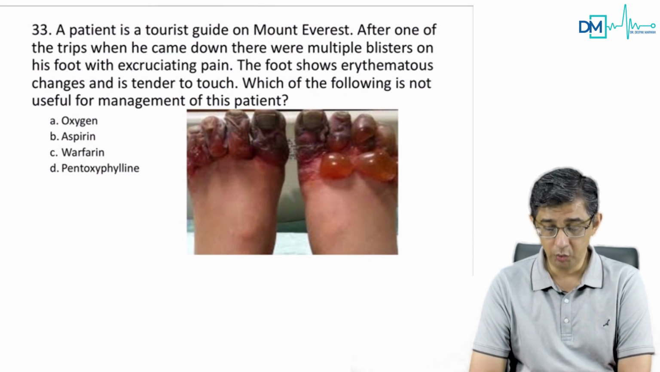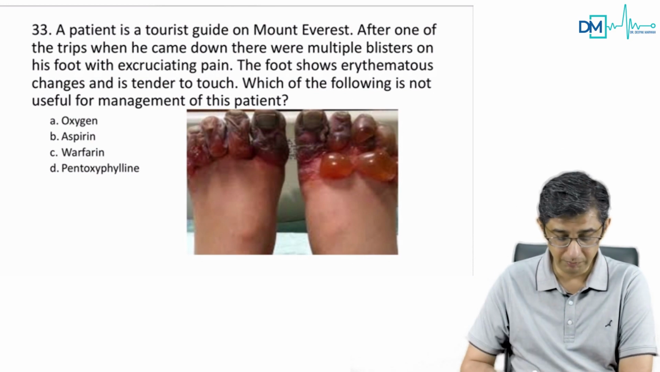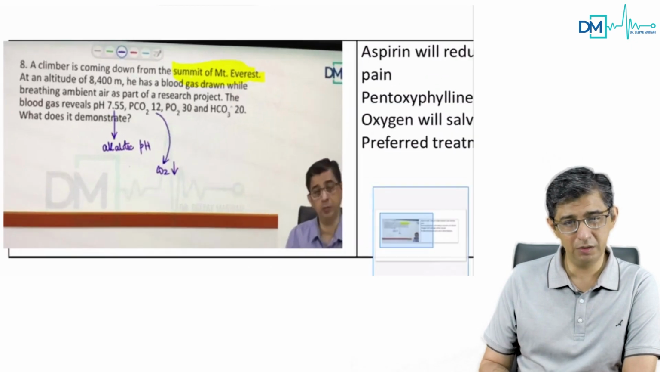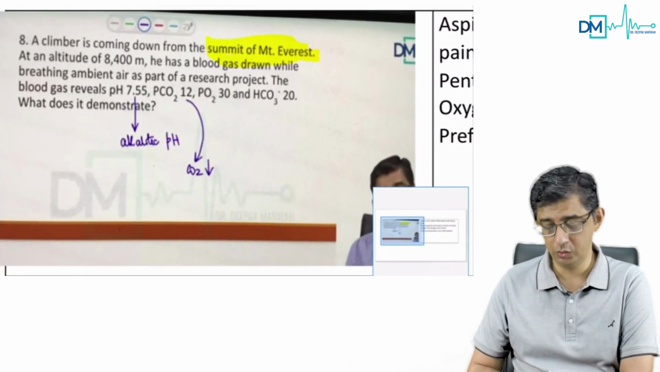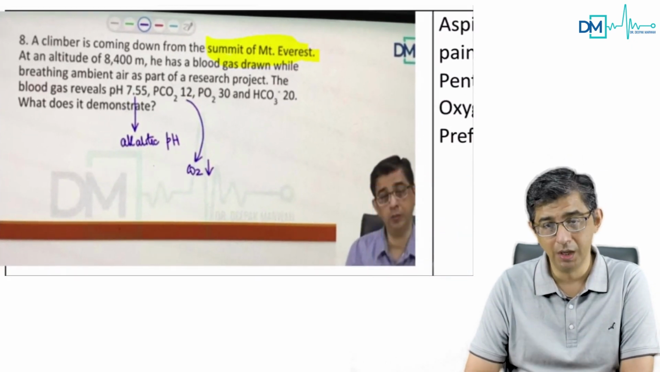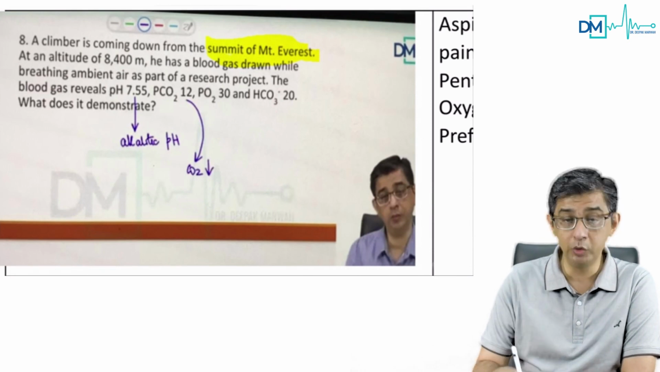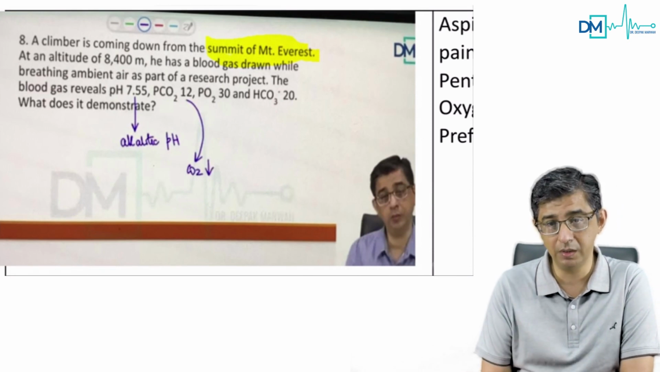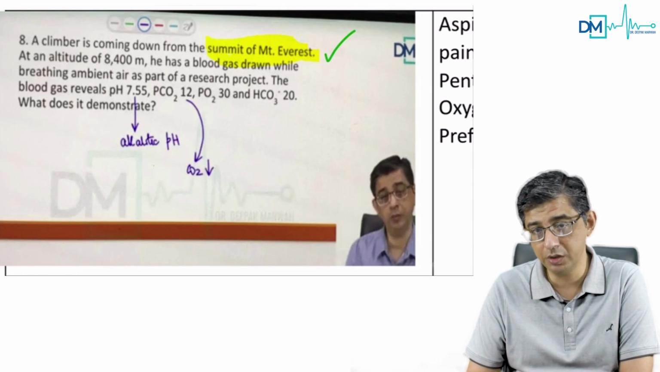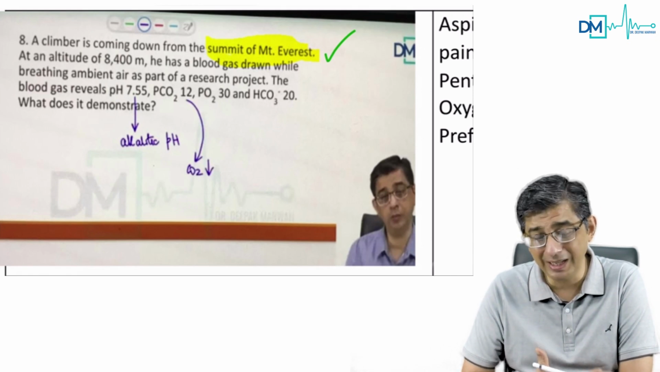The person is a tourist guide on Mount Everest. There was a discussion in the app on a question from the summit of Mount Everest, though that was a question related to blood gases. But even this contributes to why a person is sick, because the higher you go up on Mount Everest, the less oxygen there is, and it's bitingly cold.